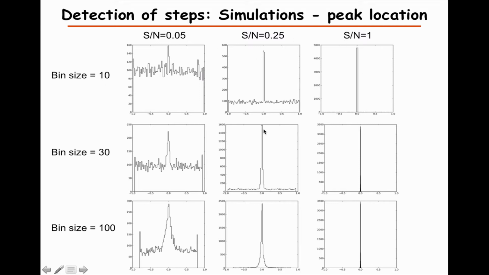But for lower signal-to-noise ratios, like here 0.05, it's pretty much random. There's a little bit of preference in the middle, but not much. So now the nice thing with the simulations here, now that we've decided on how to model our noise and our peaks, is that we can explore the parameter space.